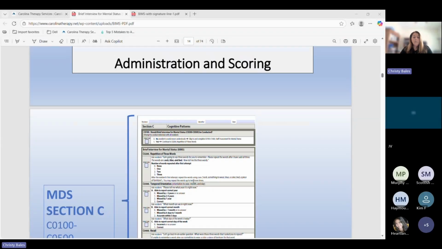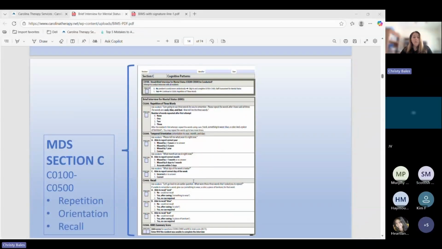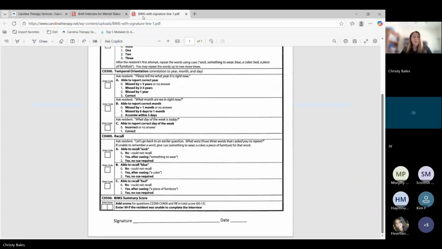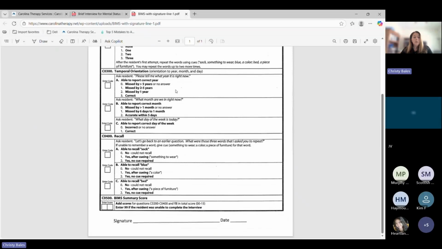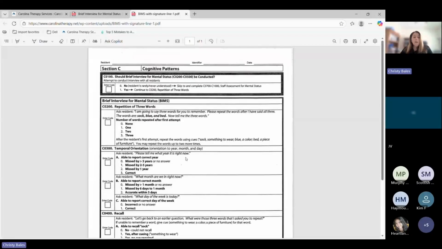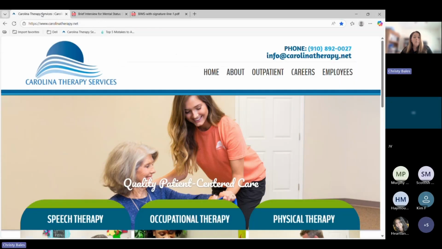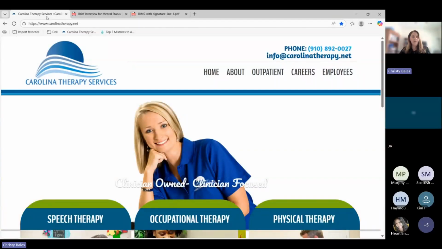All right, administration and scoring. This is the fun part. Can you guys see my screen of the BIMS with the signature line? Anybody? I can't see anybody. Yeah, it's there. Okay.